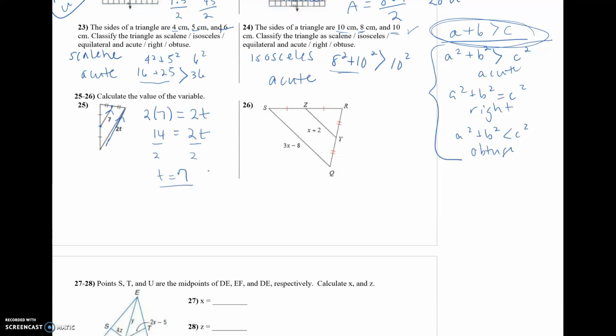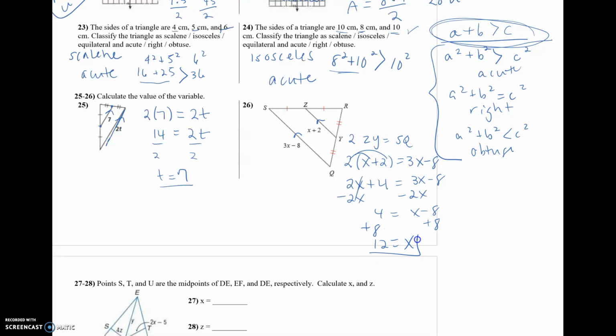All right. Number 26, same idea here. This mid-segment ZY is parallel to the side SQ, and therefore it takes 2 ZYs, 2 mid-segments, to be equal to that other side. So if I double that, I'm going to multiply x plus 2 by 2 and set that equal to 3x minus 8. Go ahead and distribute. 2x plus 4 equals 3x minus 8. Subtract 2x from both sides. And then add 8 to both sides.